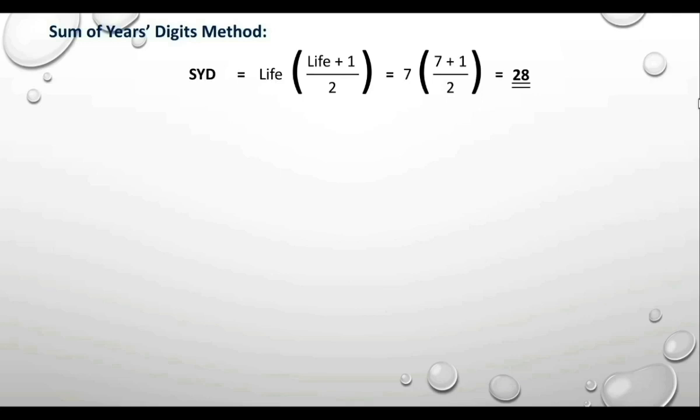And that is 1 plus 2 plus 3 plus 4 plus 5 plus 6 plus 7. Hanggang 7 lang. Kasi ang useful life nga ng property ay 7 years. So 28 din ang total niya. Kaya nga tinawag to na sum of years digits.